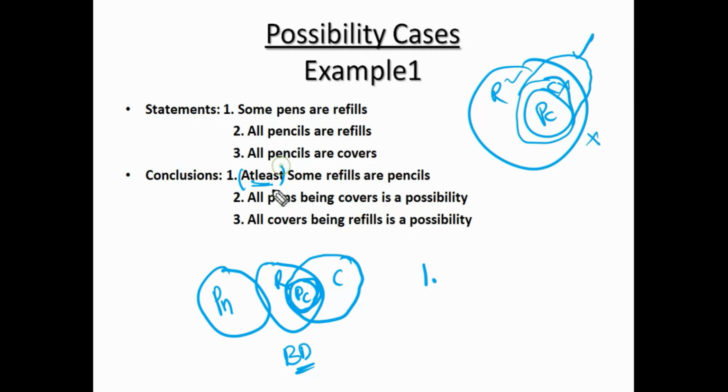At least is nothing but some only. At least some refills should be there, which are pencils. So simply remember one thing here. Anywhere at least is mentioned, simply ignore that at least. The remaining is our conclusion. Some refills are pencils is a positive definite conclusion. The BD result is the final result. Whatever the BD, the basic diagram, is saying, that's the final result. Tell me, some refills are pencils, correct?